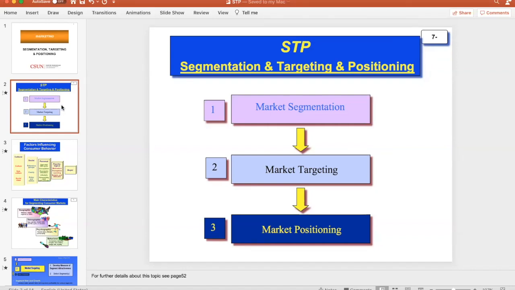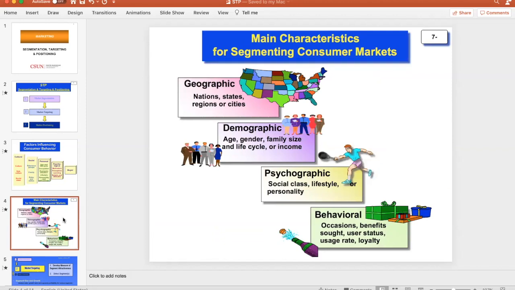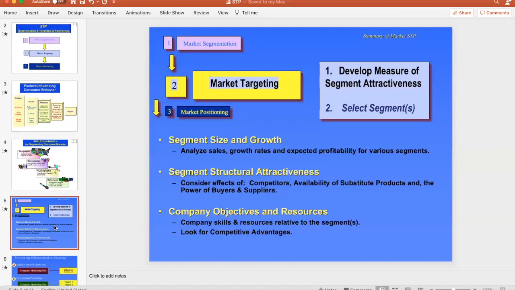Because segmentation is dividing the market. How do you divide the market? You divide the market using the most common factors that define who the customers are. Customers are defined by their culture, their social group, their personal factors, and then how they think, the psychological factors. Oftentimes, consumers are looked at by where they live, their gender, their age, how they think, and why they would buy. So segmenting is essentially dividing, versus targeting, which is selecting which group you will focus on.